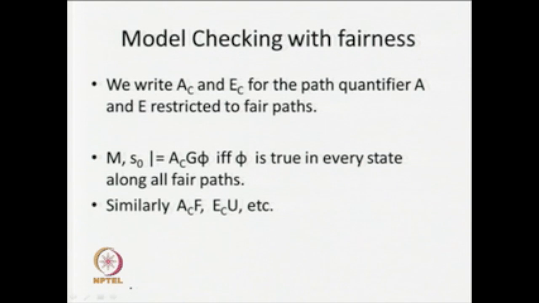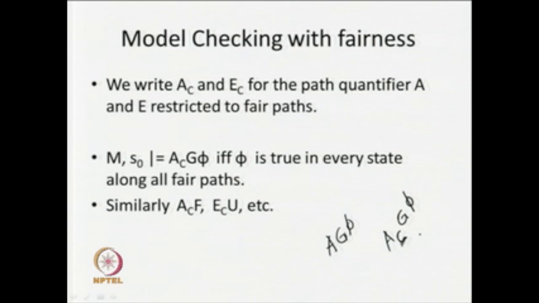Now, we have the formula AG phi. That means, whether in all paths globally phi holds or not. If we write AC G phi, what does it mean? Whether phi holds globally in all fair paths, that means in all paths where these fairness constraints are satisfied. So, we look at all fair paths.